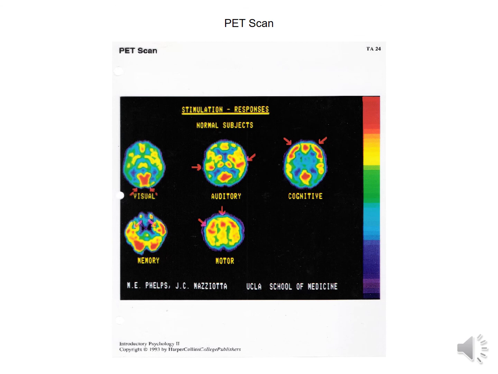The memory on the lower one on the left side, you can see the hippocampus lighting up. Might be a visual memory because the occipital lobes are lit up too. And the motor strip on the fifth one is also lit up.